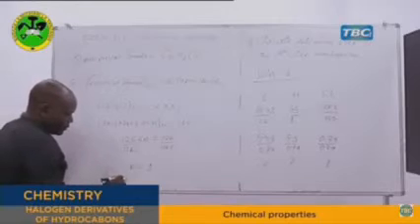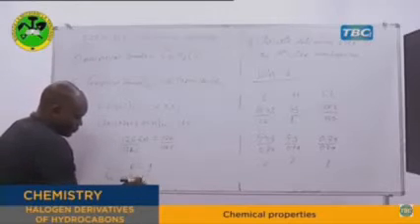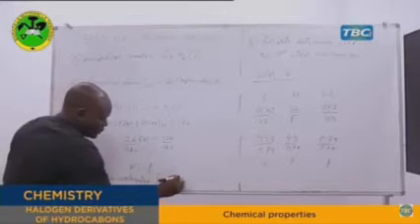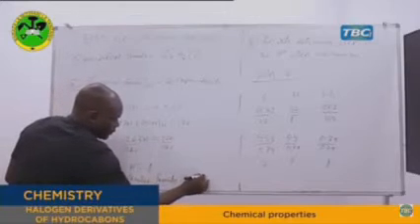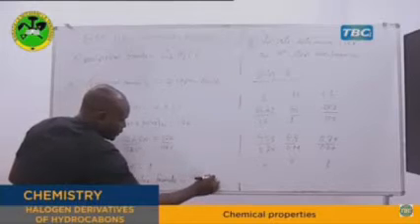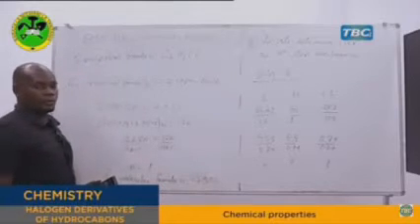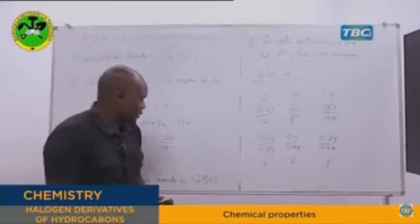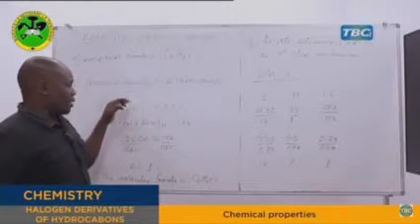Then the molecular formula is C7, then 7 hydrogen atoms and 1 chlorine atom, since the value of N that we have obtained here is 1. So that is the first part of our question.